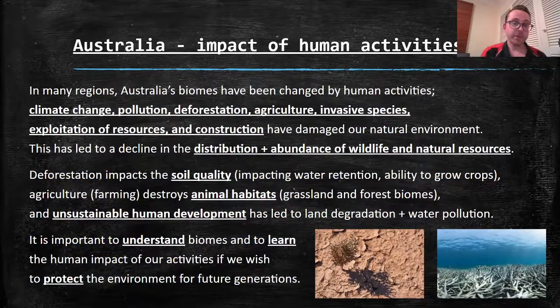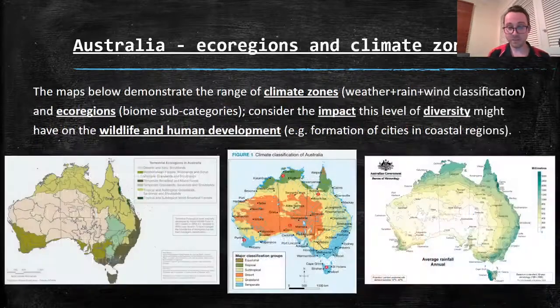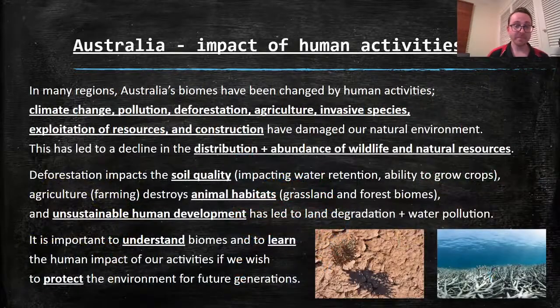In many regions, Australia's biomes have been changed by human activities. For example, climate change, pollution, deforestation, agriculture, invasive species, exploitation of resources, and construction have all damaged our natural environment. This map on the right here probably looked very, very different 10 years ago, 20 years ago, 50 years ago. The amount of forests we had was probably larger. There were probably more forests, less people back in the day. But basically, all those human activities have damaged our natural environment, which has led to a decline, so lowering numbers, of the amount and the distribution of wildlife and natural resources.